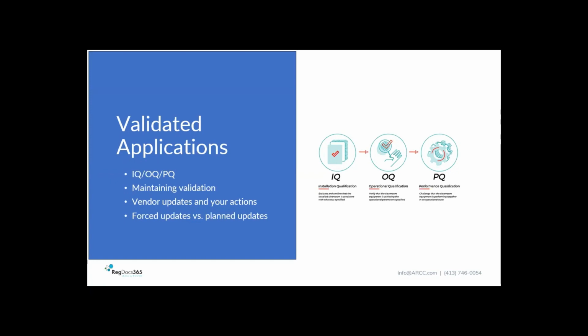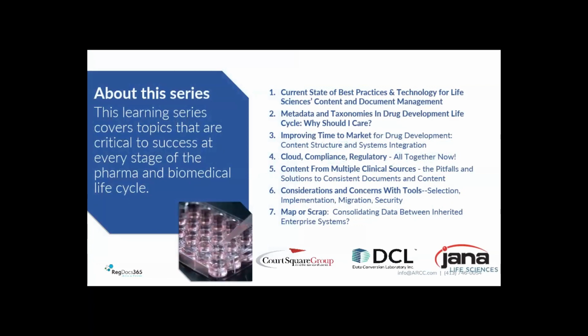We're about 40 minutes into what we did. I want to reiterate that we actually have a lot more detail on each of these topics, and we have a whole DCL learning series. The first thing was current and best practices for dealing with that. We have a whole section on just metadata and taxonomies and what they're all about. How do we improve time to market by looking at content structure and integrating multiple systems together? Cloud compliance and regulatory all together. The content from multiple clinical sources when you get up into doing your clinical trials: how do you tie those together? And then the types of tools that we use and what's important for us out there. And then map or scrap: depending on how old you are as a company, you may have legacy systems that you need to either do something with, migrate, or get rid of. So that's what this whole series was about.